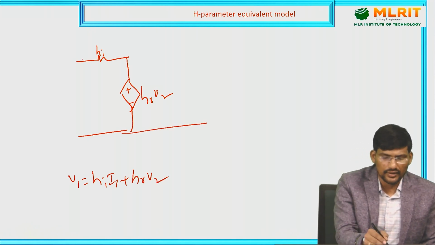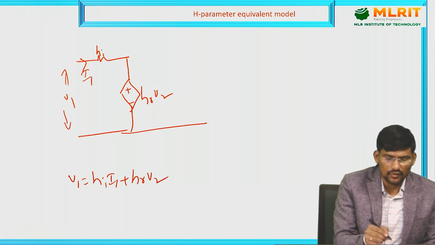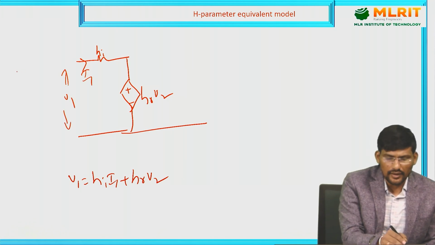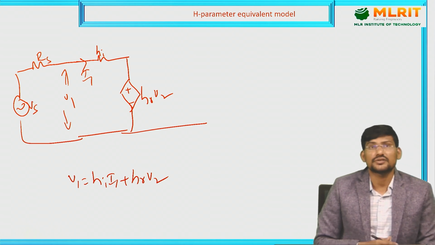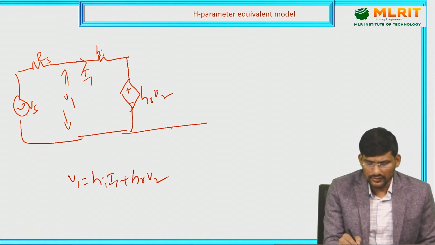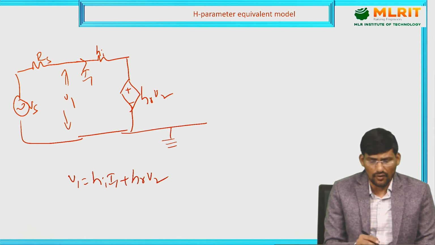Now what is the input current here? Input current is I1, and what is the input voltage? Input voltage is V1, and now at the input side we have an internal source resistance RS along with source voltage Vs. This is the input side circuitry. Now coming to the output side circuitry, we will design this output circuit with the help of the output equation.